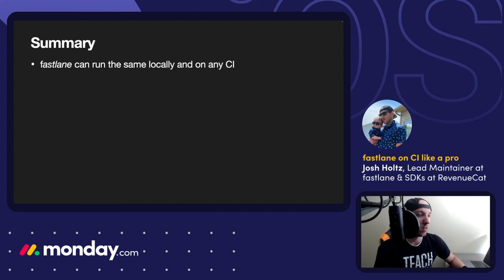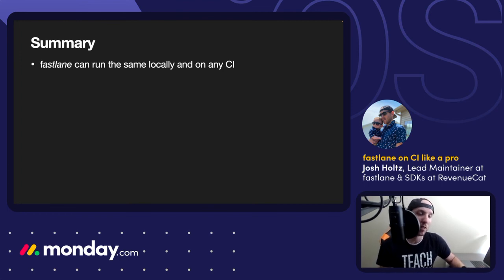So that's my quick little fastlane on a CI like a pro. There's so much more I probably could talk about that I probably could have gone more in depth, but it would have taken hours. I should probably have a series posted about all of this somewhere in a little bit more detail. But the goal is to have everything run the exact same on your machine as it does on CI.